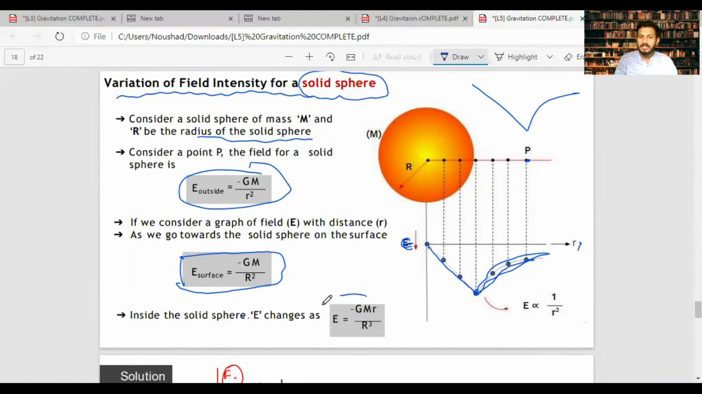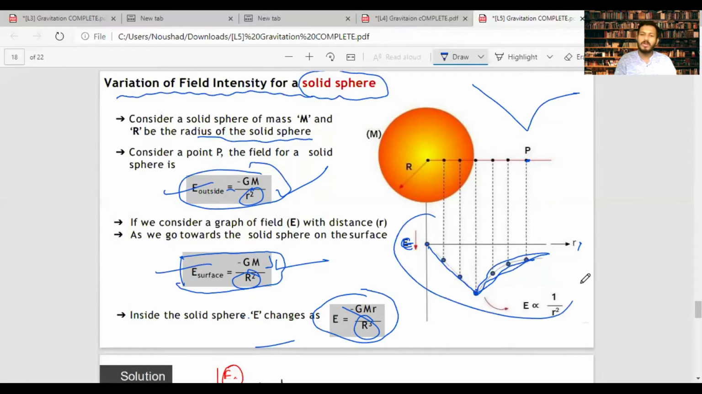Inside the solid sphere there is a derivation, but I am not doing the derivation. You must memorize that inside the solid sphere, E equal to minus G capital letter M small letter r divided by R cube. At outside and the surface there is r square in the denominator, but inside there is R cube: minus GMr by R cube. These three relations are very important. This graph is not so important.